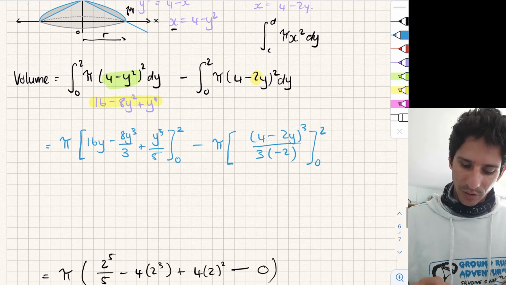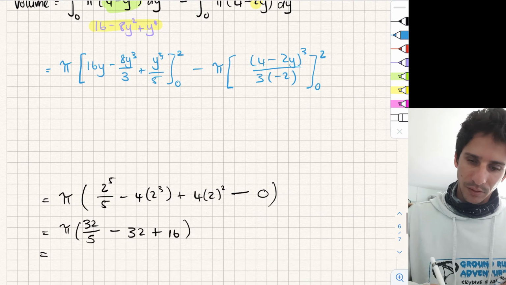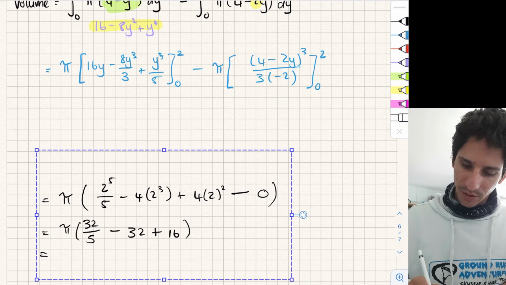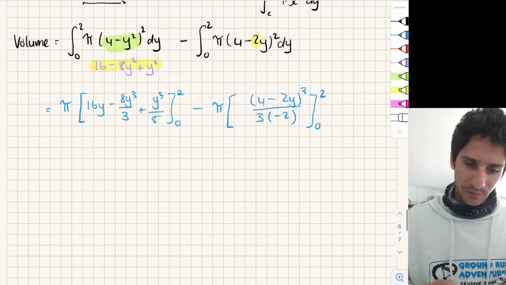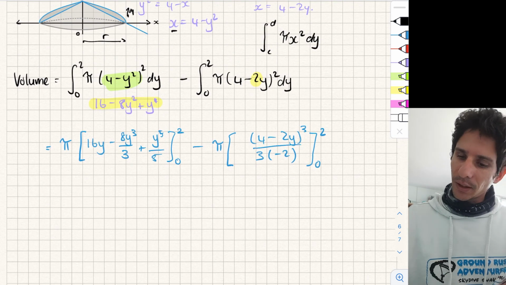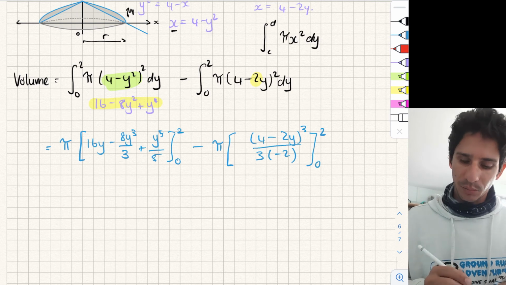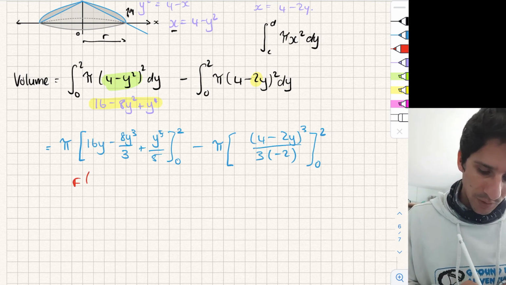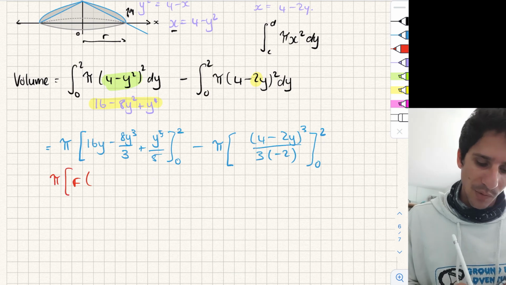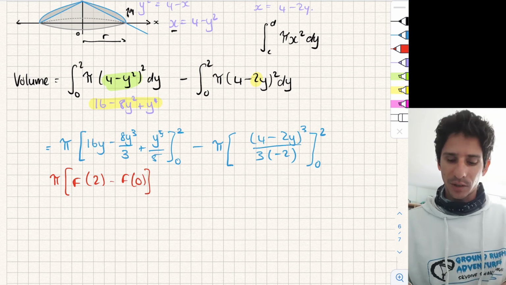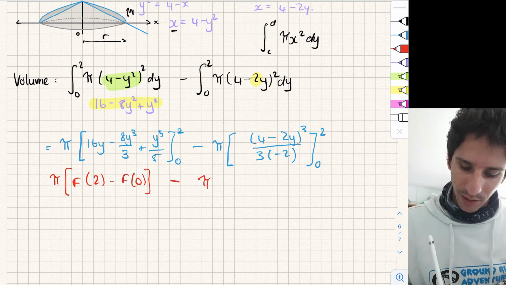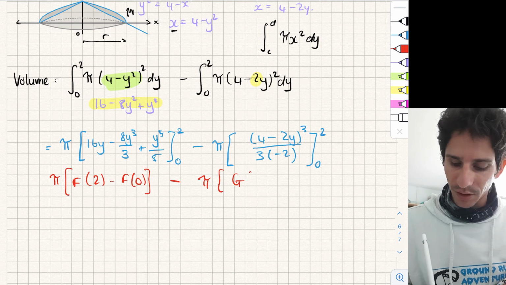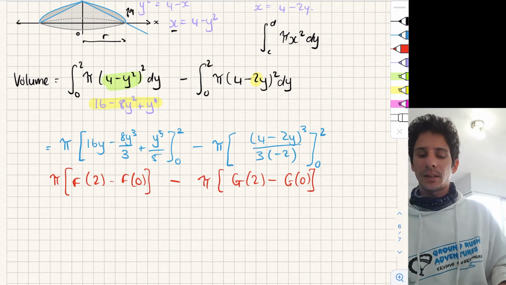Okay, time to evaluate my primitives, right? We want, I'll just for interest sake call this f, well, most importantly pi of f of 2 take away f of 0. Let's call that the curve function. Now we're going to take away pi, but this time let's call this guy g, just so we don't get confused. And let's see what we get.